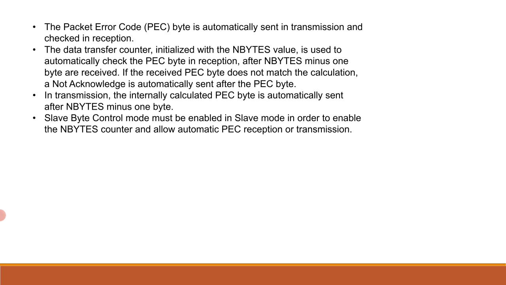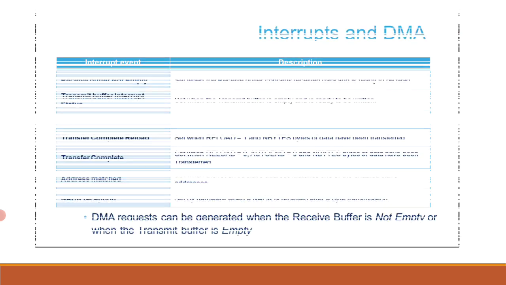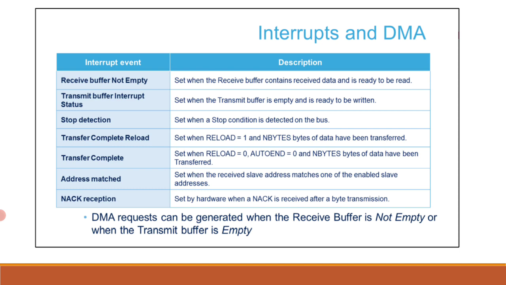Then we will quickly jump onto the interrupts and DMA. Here, look at the interrupt event and description in parallel. The receiver, several events can trigger an interrupt, right? The receive buffer not empty is set when the receive buffer contains received data and is ready to be read. The transmit buffer interrupt status is set when the transmit buffer is empty and is ready to be written.